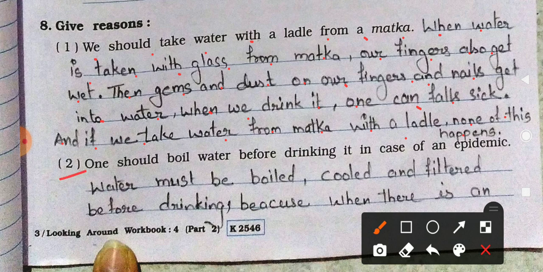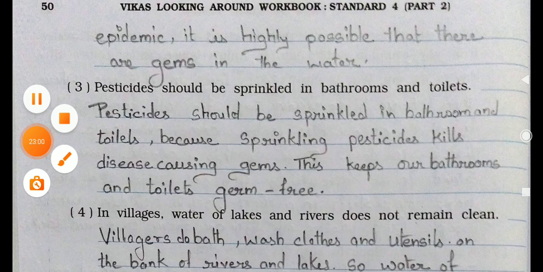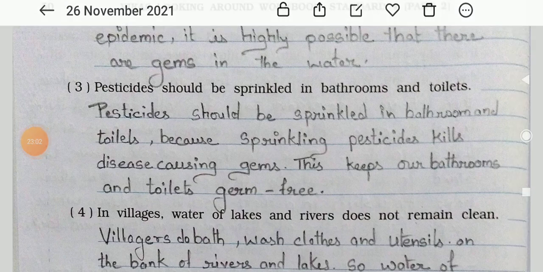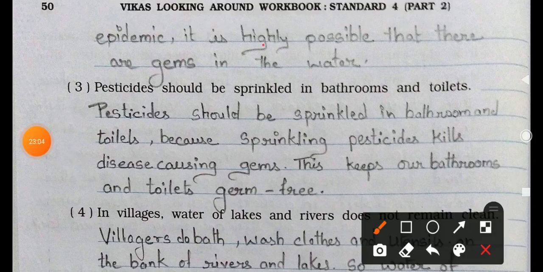Second, one should boil water before drinking. It is in case of an epidemic. So the answer is, water must be boiled, cooled and filtered before drinking, because when there is an epidemic, it is highly possible that there are germs in the water.